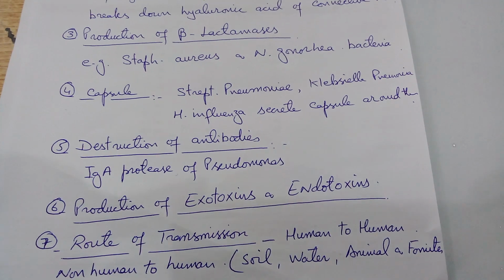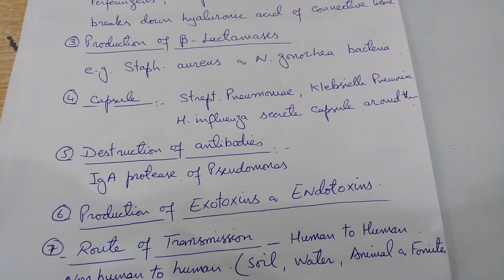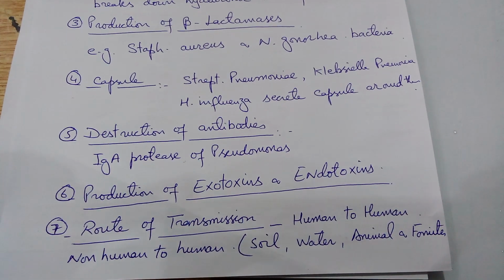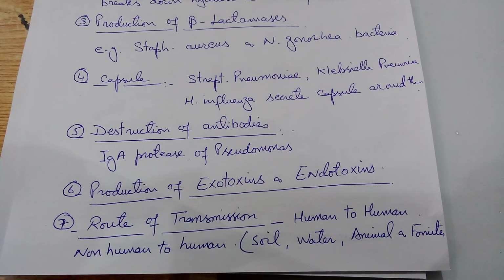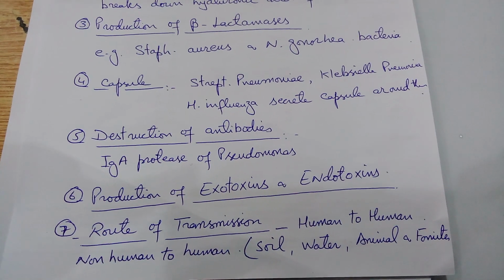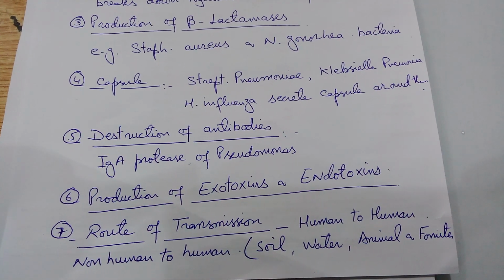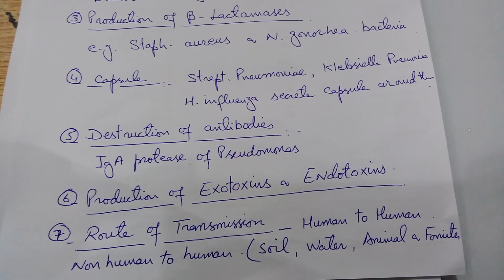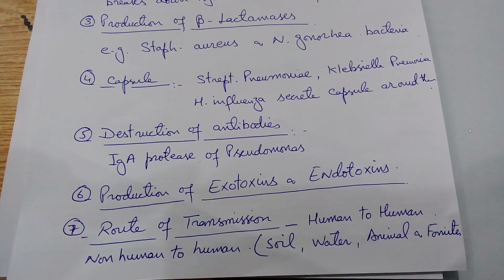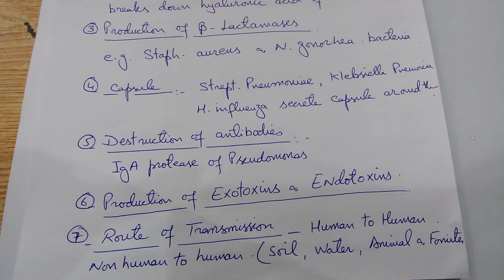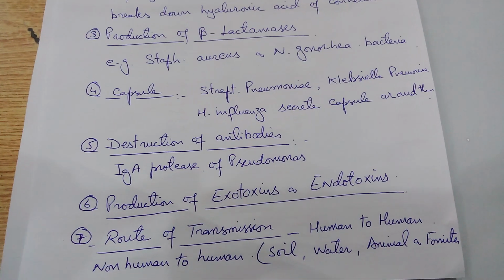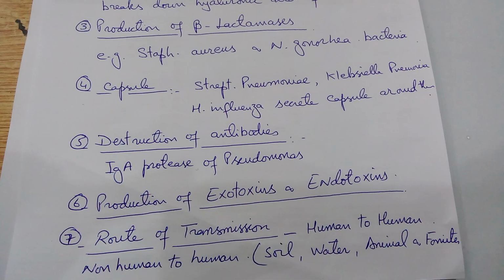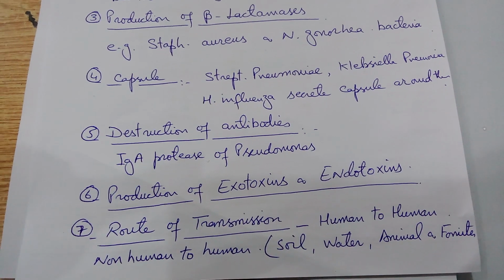Another structural factor is the capsule. Bacteria like Streptococcus pneumoniae, Klebsiella pneumoniae, H. influenzae secrete an outer capsule around their surface which protects these bacteria against phagocytosis by phagocytic cells of the immune system.